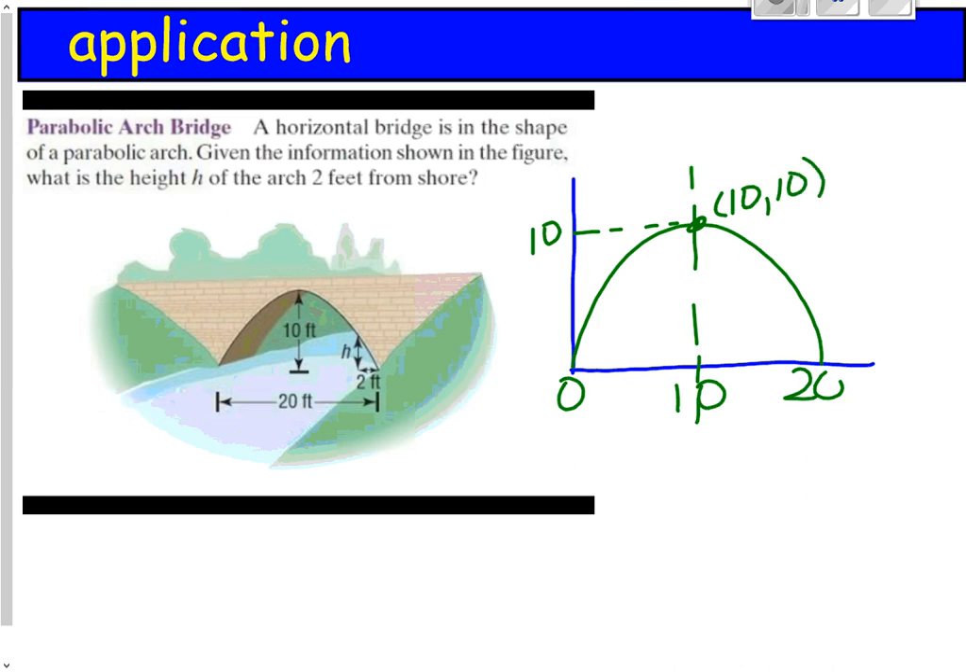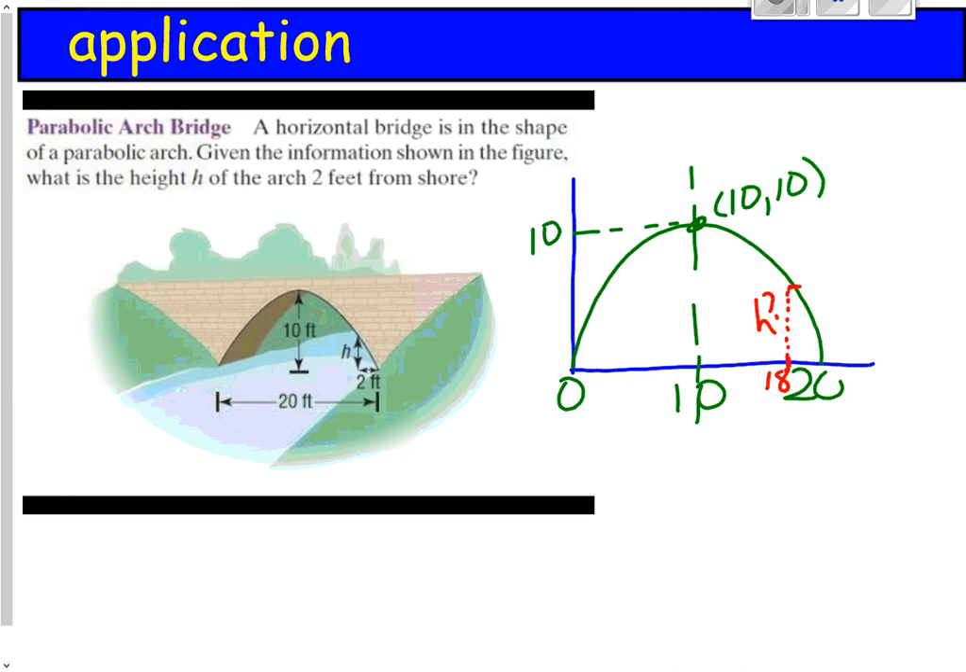And then what they're looking for is what is the height when it's 2 meters from shore. So 2 meters from shore, that would be at the 18 mark. And they're actually looking for this height right here. Well, in order to do that, we need an equation first. You have to decide what type of equation you want to use. You can either use vertex form or you can use factored form. Either one is fantastic. It does not matter which one.